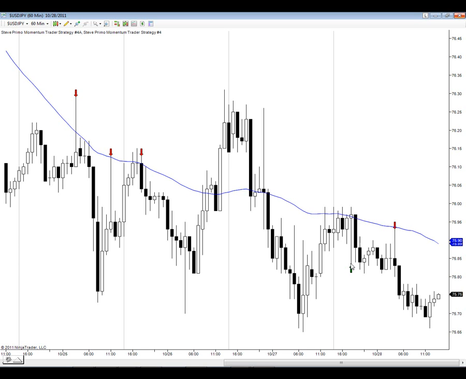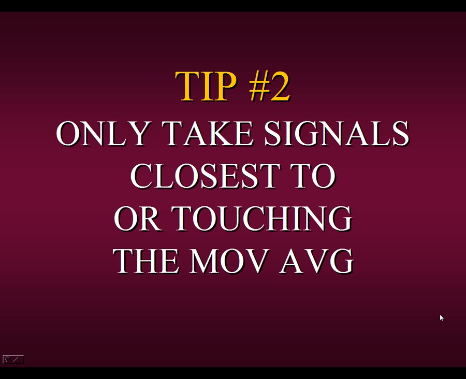We would only want to take a buy signal if the dollar yen was having a nice upward slope. But since we're in the downward slope, we would simply bypass that signal and wait for something in sync with the downward slope, such as this trade, and you could have had a nice move to the downside. All right, that's tip number 1.